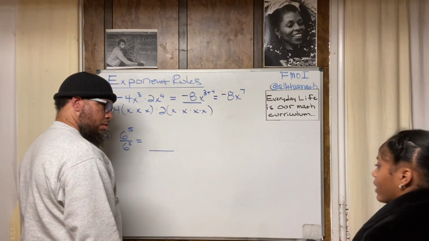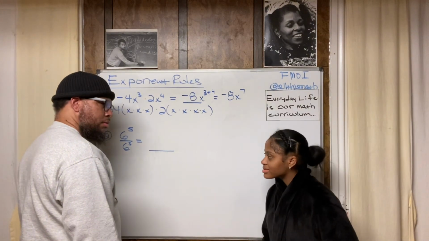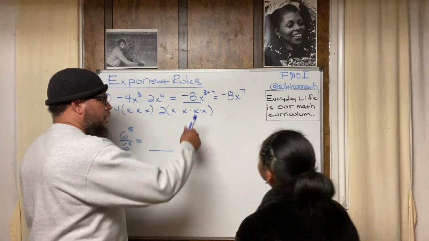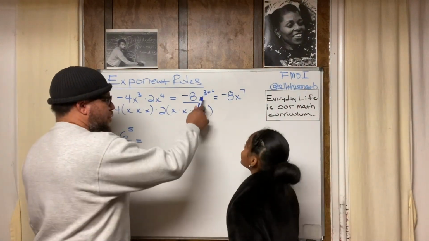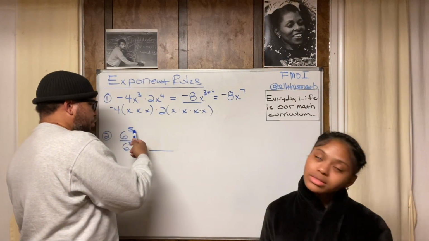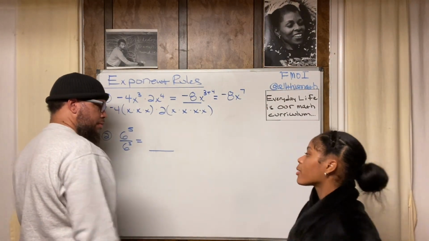You divide the sixes by each other. No. Pay attention. If you add the exponents when you're doing multiplication, what do you think we do with the exponents when we're doing division?